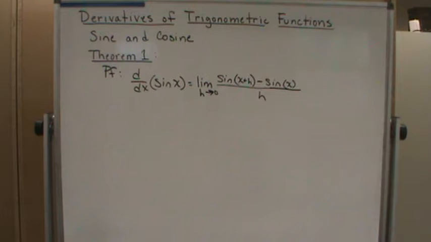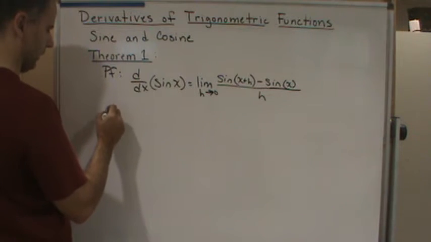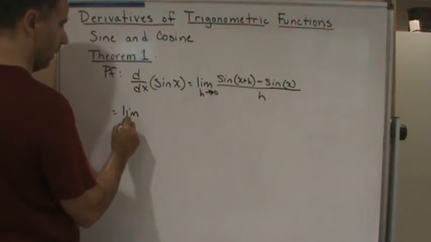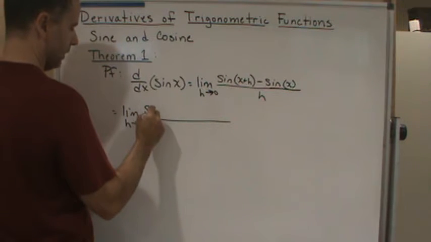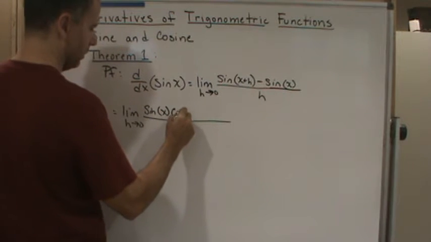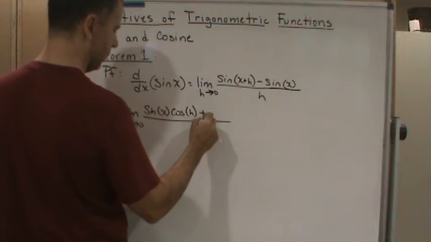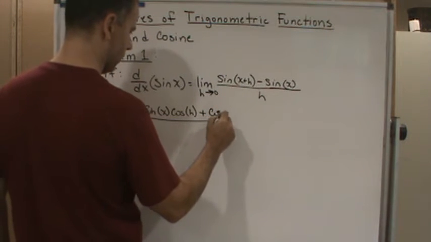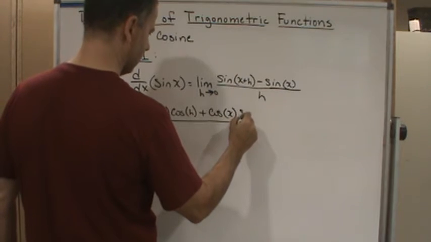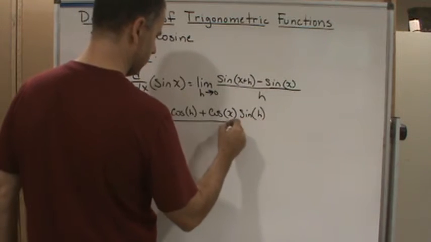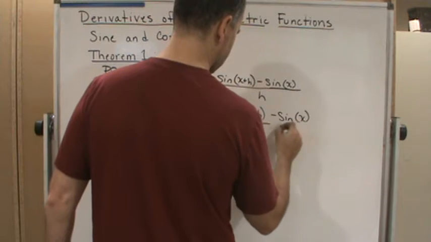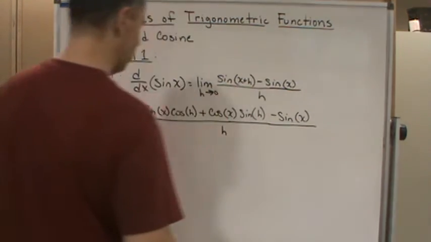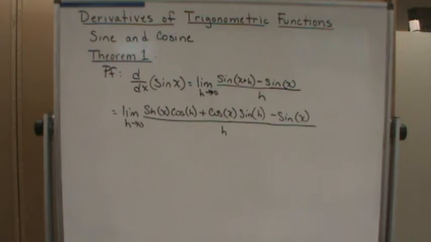Let me write it over here. So that's going to equal the limit as h approaches 0 of... Okay, so this is going to end up being sine x cosine h plus cosine x sine h, and then of course minus sine x all over h. Okay, so there's one identity that you have to know.